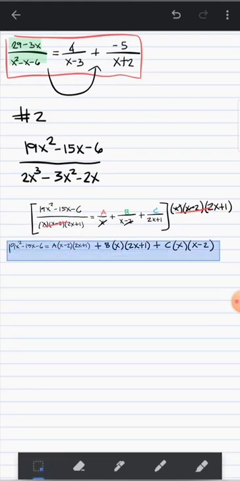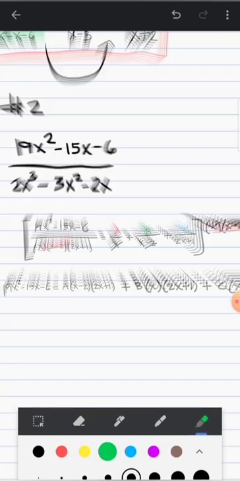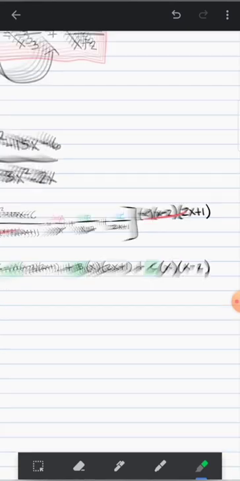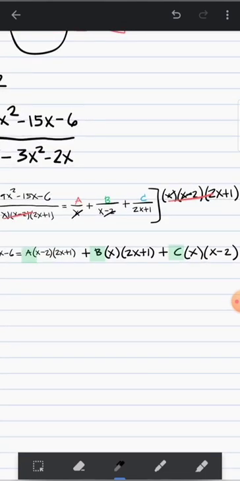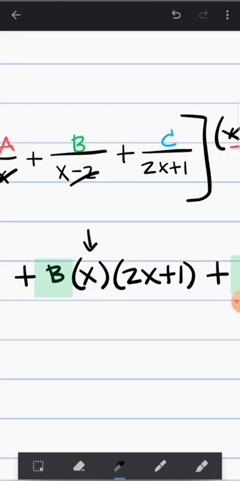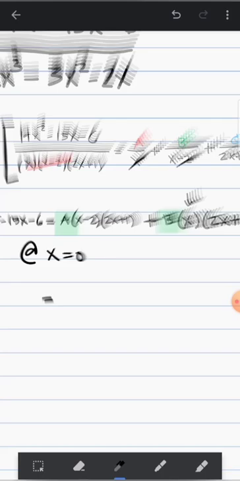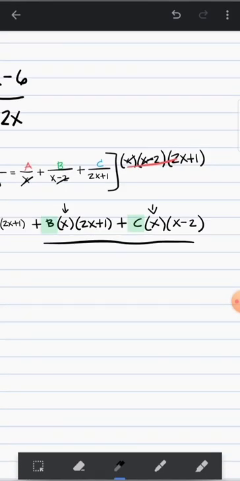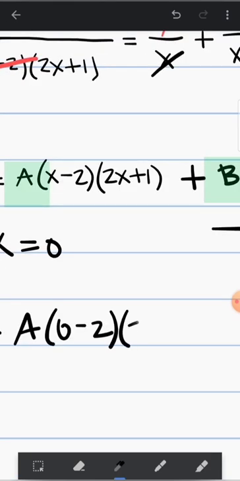So we've just generated an equation which has this a, b, and c here. Again, plug in any values for x so one or more terms will get cancelled out. Notice that if I put 0 here, x will get cancelled, b and c will get cancelled out. So let's do that real quick. At x equals 0, the b and c terms will no longer exist. So a times 0 minus 2, 2 times 0 plus 1.